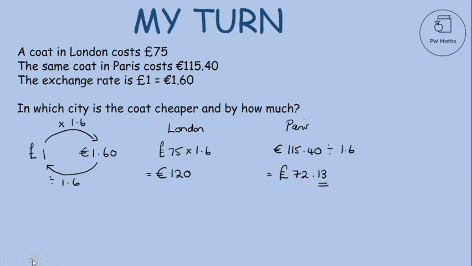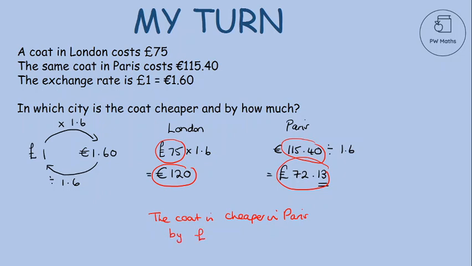Once we've done that, we can now compare the prices of our coats, and we can see that if we compare the pounds, the coat is cheaper in Paris. And even if we compared the euros, we would see the same thing, that the coat is cheaper in Paris. So we're going to say the coat is cheaper in Paris. And if you compared the pounds, you would say by £2.87, or if you compared it in euros, you would say it was cheaper by €4.60. Okay, fantastic.